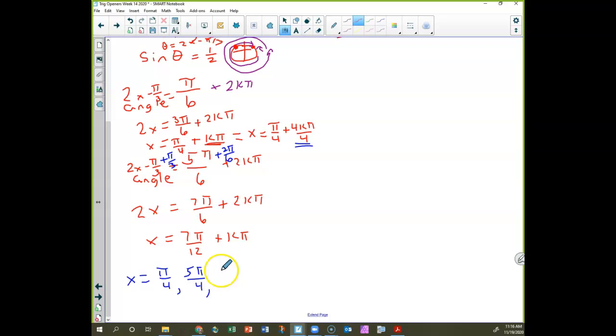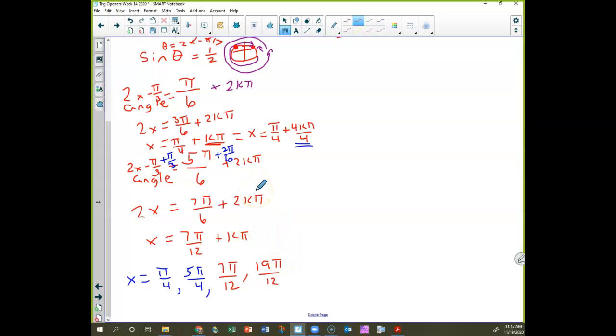I have a solution at 7 pi over 12. I'm going to add my period of pi, or 12 pi over 12. And I'm going to have 19 pi over 12. I'm going to add that period. I'm going to have 31 pi over 12. That's more than 2 pi.